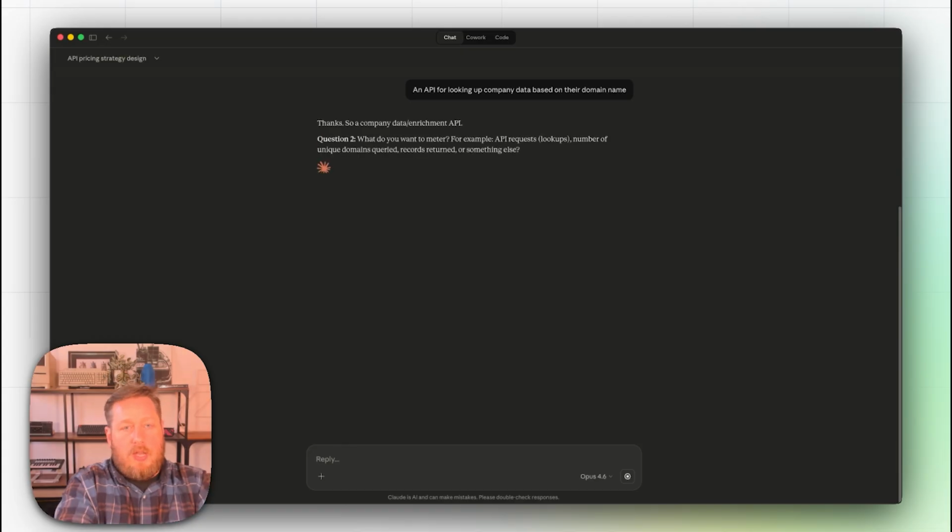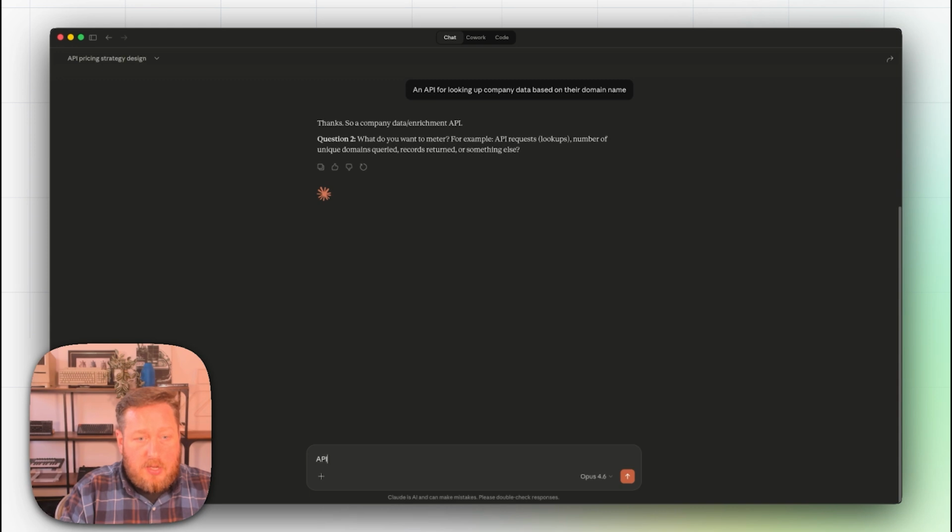Question two, it's going to ask me what it is that I actually want to meter, and it also has some examples here as well. So this is kind of specific for the one that I have here, the kind of business that I'm running. So yes, API requests in this case is fine.